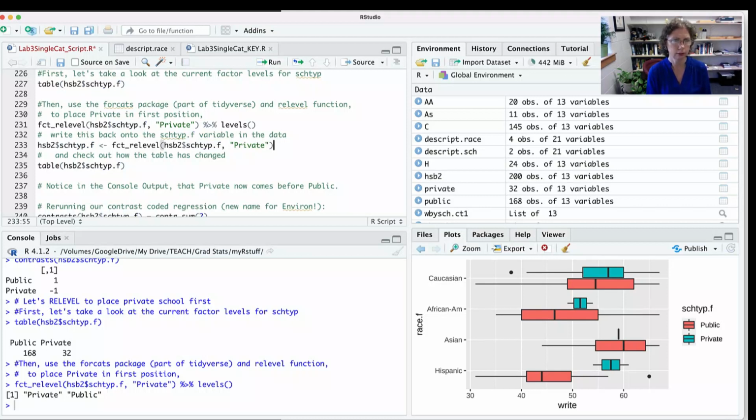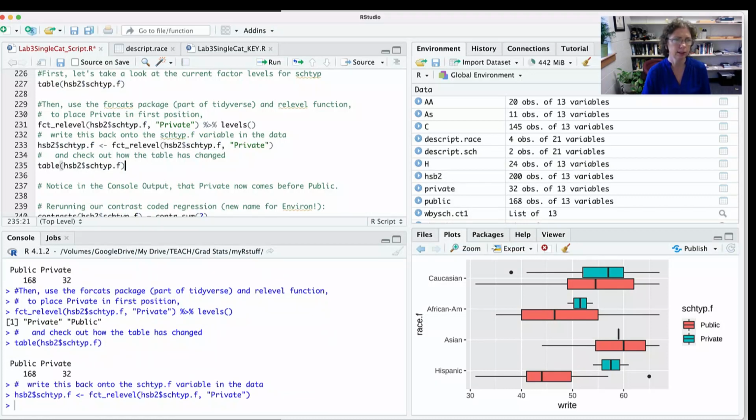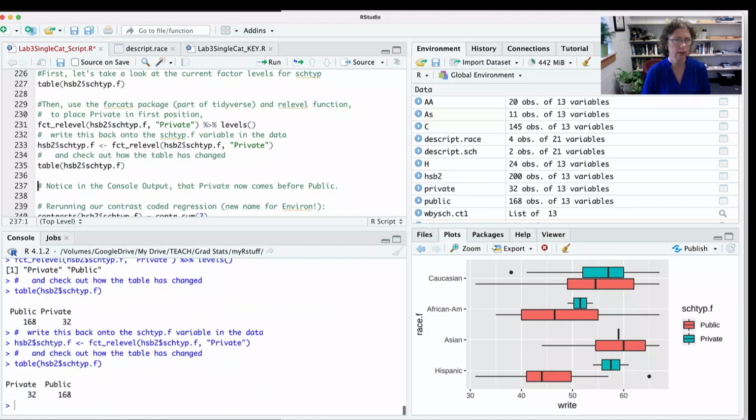Because before I run this, if I run table, it still has public first. But I need to use that request to re-level and write it back onto the variable. So that's what that's doing there. Once I run that, I'm going to run this table again and see now private is first. So you have to write it back onto the variable to get it to take.